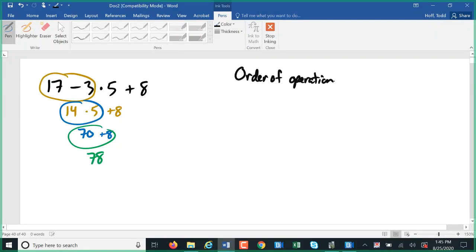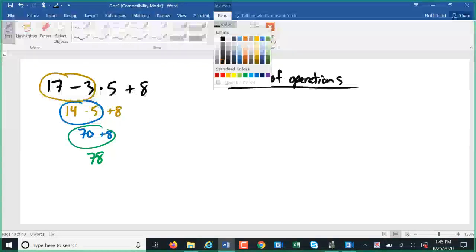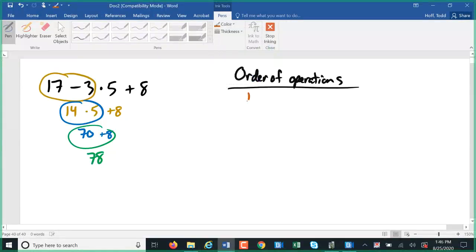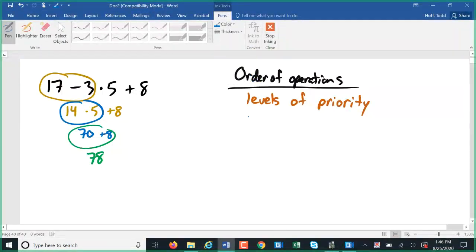Now, the order of operations has been misinterpreted in most cases as being a set of steps. It's not really a set of steps to complete a problem. What it really is, it is a set of levels of priority. When there's more than one thing that can happen, the highest priority, wow, I butchered that spelling. There we go. The highest priority happens first.